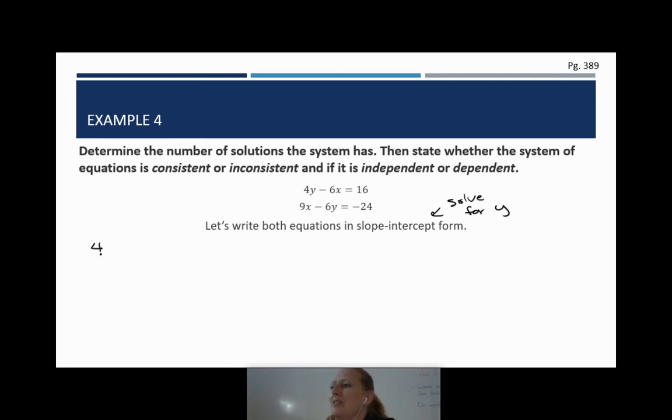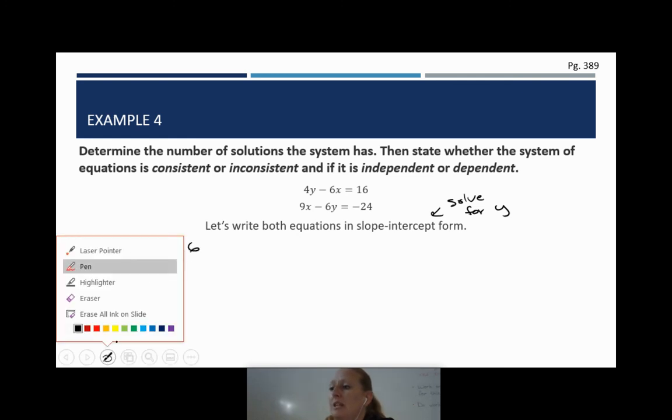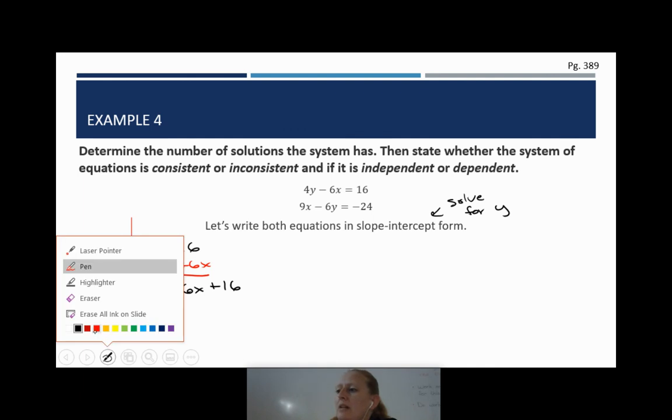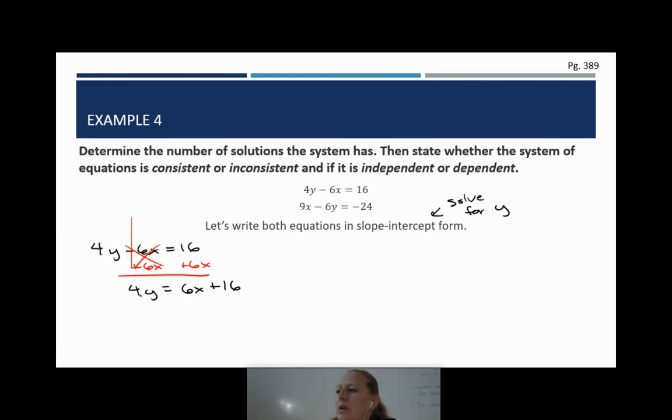So I'm going to take this lovely 4y minus 6x equals 16, and I'm just going to get the y alone. I'm going to start off by adding 6x to both sides. So now we have 4y equals positive 6x plus 16. Ooh, y is not alone just yet. So let's divide everything by 4. And please remember, everybody gets divided by 4. We've got to be fair, right?